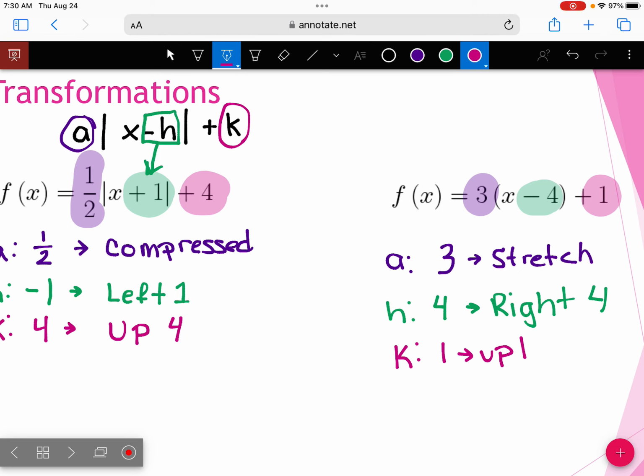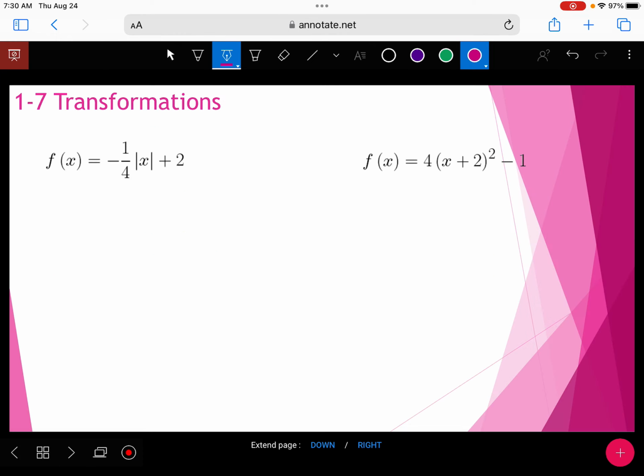So again, this is going to work for all kinds of functions. If it has a structure like this, it is A, H, and K. Okay? We're going to do this a couple more times before we start playing with it in other ways.